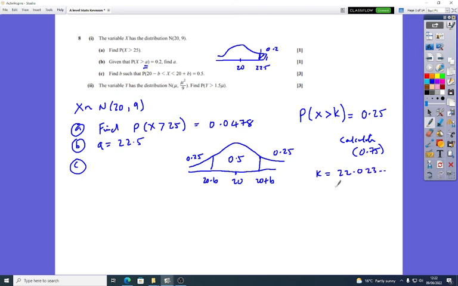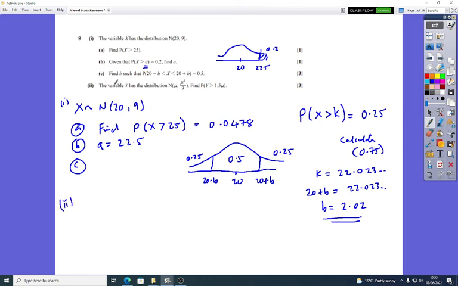In your calculator, this value will be given as 22.023, etc. Don't forget this k value is 20 plus b, so it's going to be 22.023, etc. So b, to three significant figures, once you take off 20 from there, will just give you 2.02. Okay, that one's done. So this is part 1. Let's look at part 2.